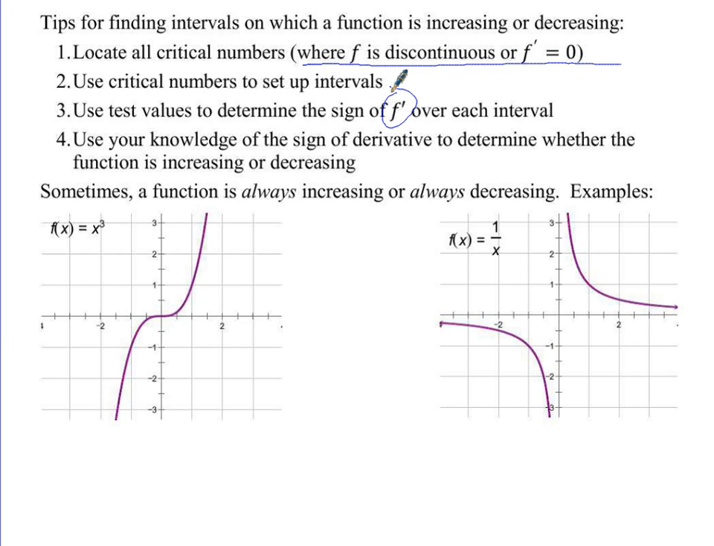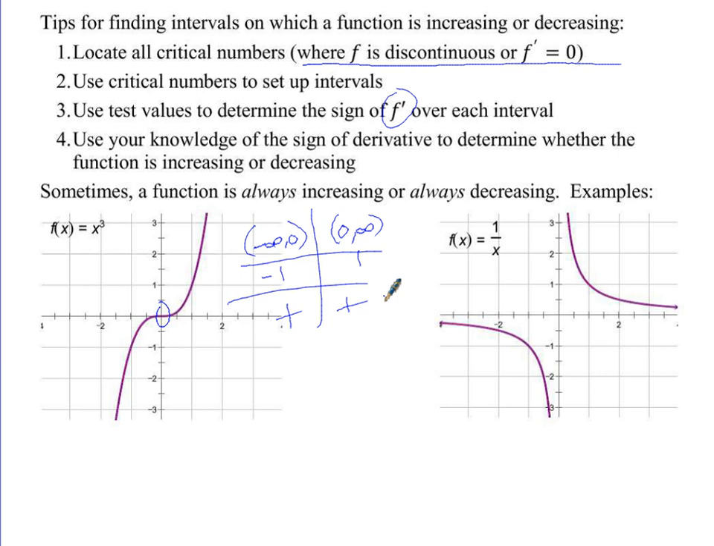A couple of special circumstances. Sometimes a function can be always increasing or always decreasing. These are examples of both. The one on the left, the function is x cubed, and it's always increasing. We do go horizontal here, so there would be a critical number there. But when you set up your intervals from negative infinity to 0, and then from 0 to positive infinity, your test points might be negative 1 and positive 1. You would find increasing here and increasing here. So the function is just always increasing. It does have a critical number, it's just always increasing.